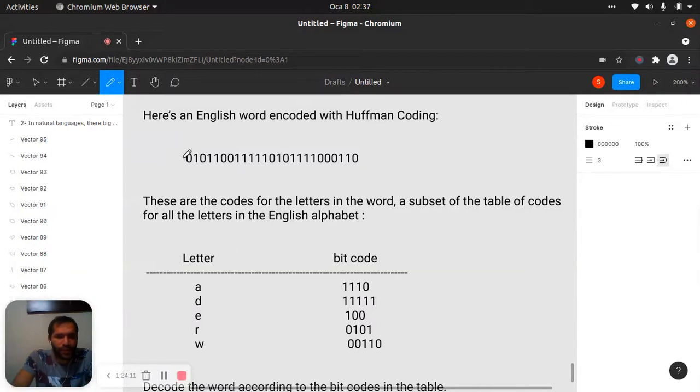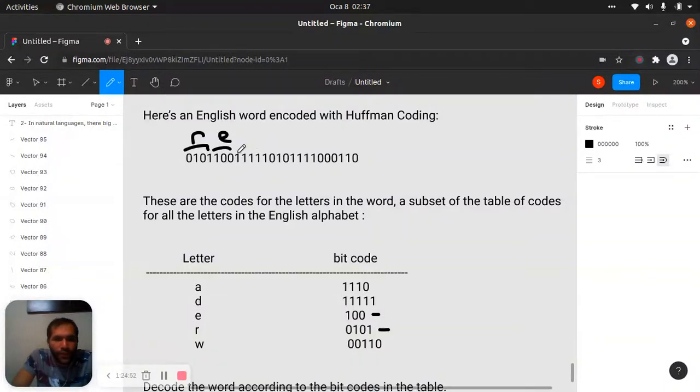Now it's starting with 0101. Which is 01? It is R. It's R. Then we have 100. And 100 is representing A. Let's do it good. Yeah.